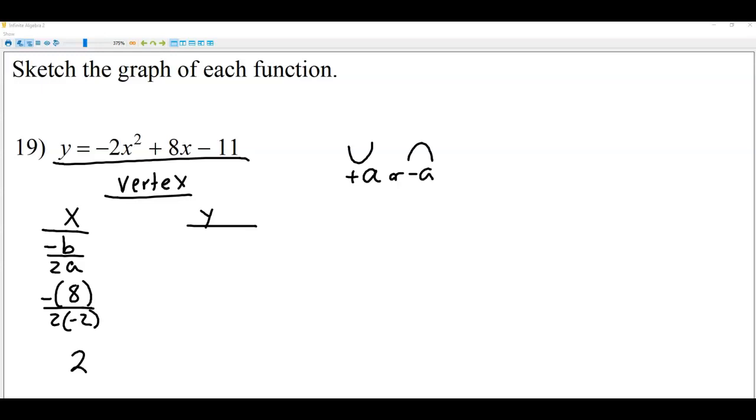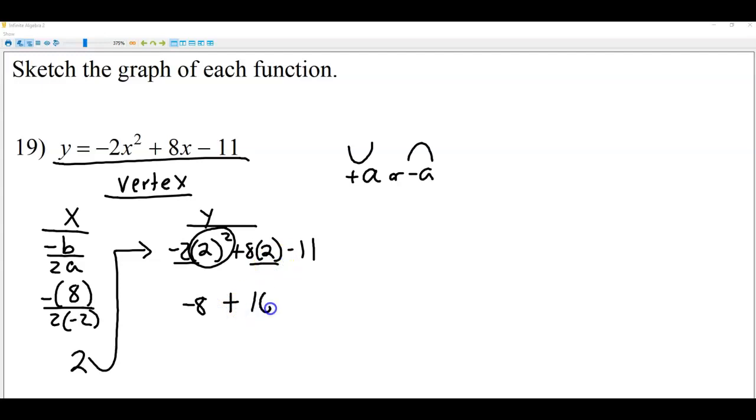To find your y value, you're going to take this number and plug it in to the original problem, negative 2x squared plus 8x minus 11. And then you're going to simplify. That's 4. And 4 times negative 2 is negative 8. So it'll be negative 8 plus 16 minus 11. Putting those three things together, we end up with negative 3. So my vertex is 2, negative 3.